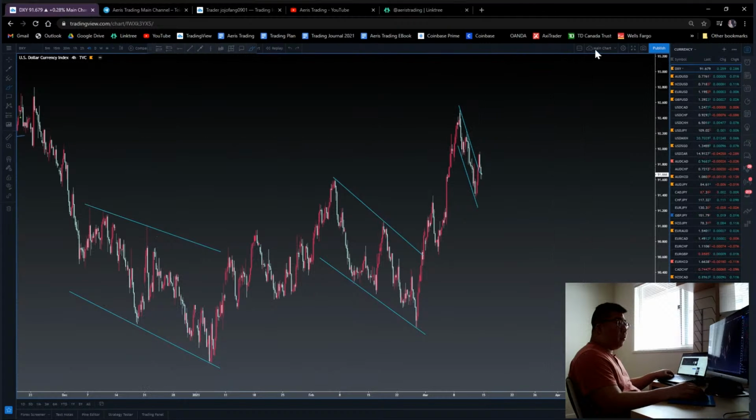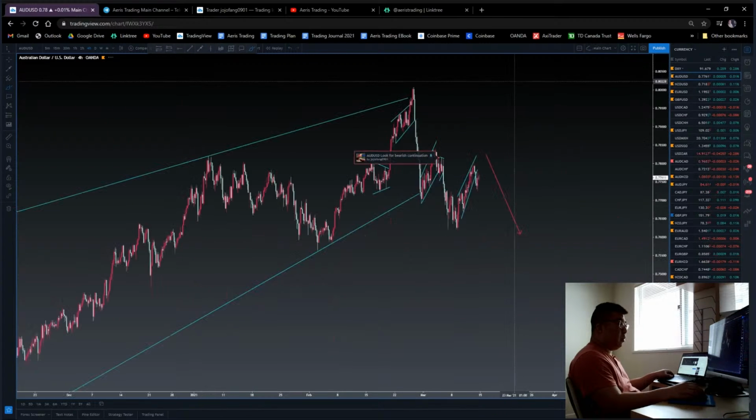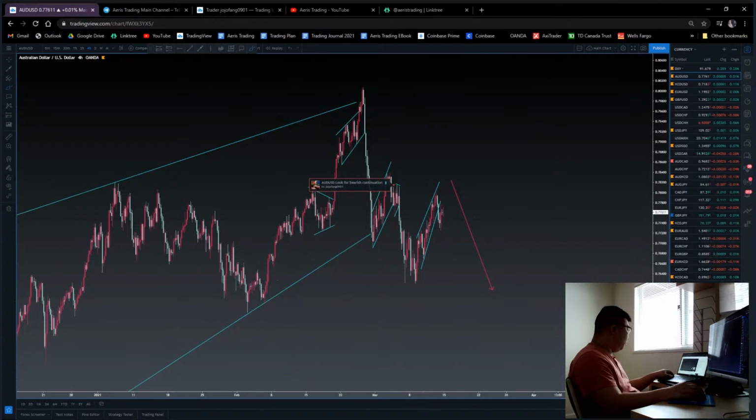Yeah, Euro dollar I will go over. But let's continue to some dollar pairs. Let's start with Aussie dollar.